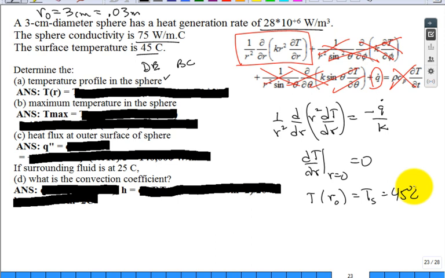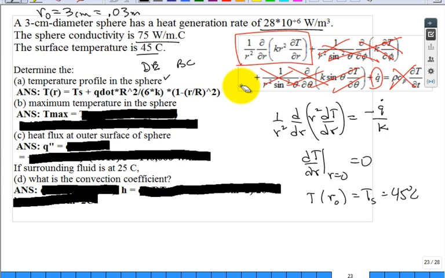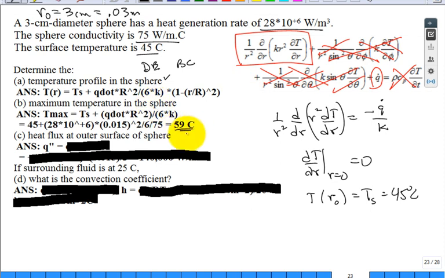Can you solve that? Yeah, after a little review, and you get something like that. Analytic solution. Where is the maximum temperature going to be? Can you tell? In the middle, at R equal to 0. So you would evaluate that temperature at R equal to 0 to get the maximum. And you come up, oh, it's 59 degrees C.